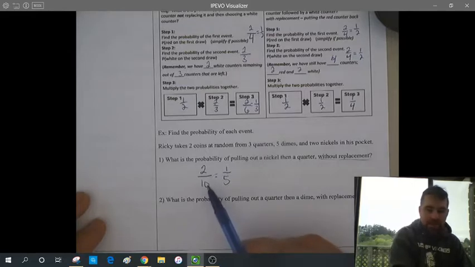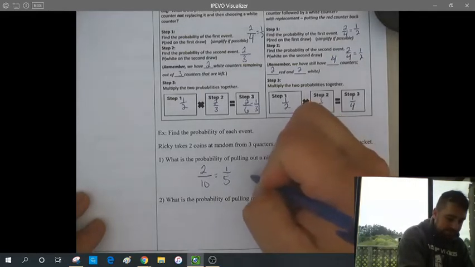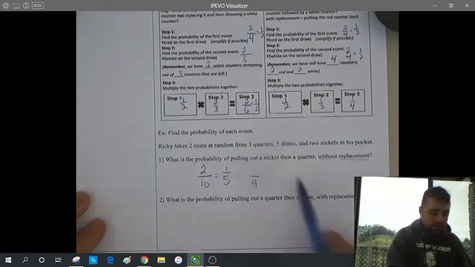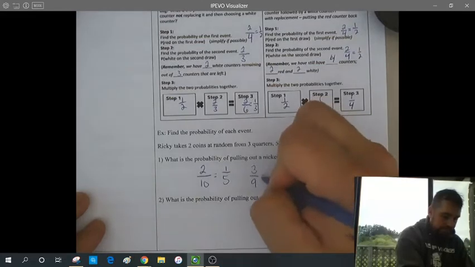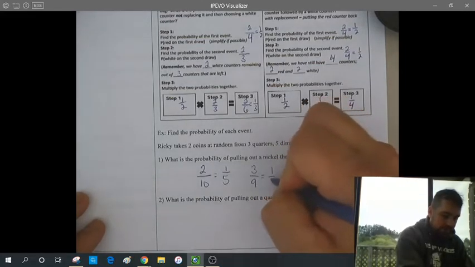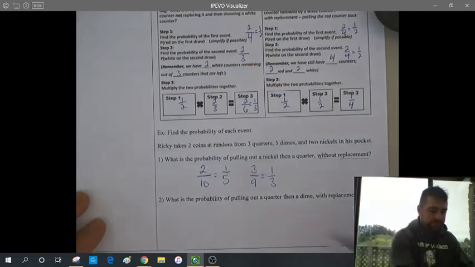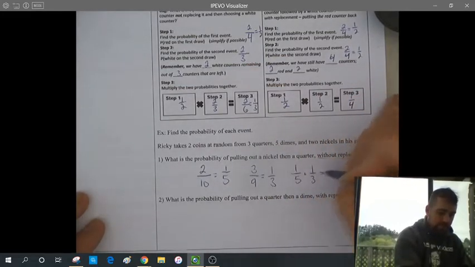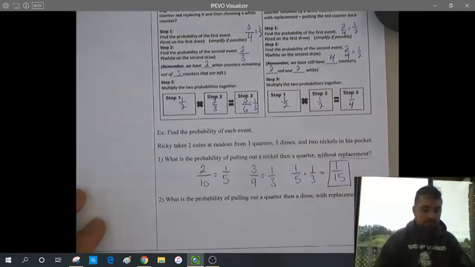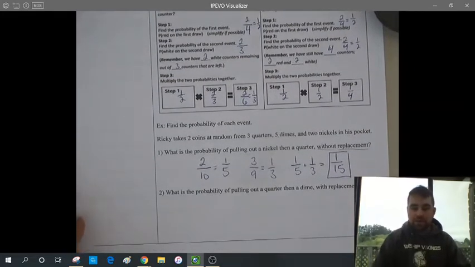Then, without replacing, instead of there being 10 coins left, there's only 9. And he's drawing a quarter. There are still 3 quarters in there. So 3 out of 9 chance, which reduces down to 1/3. And now if I multiply those together, 1/5 times 1/3, we get 1/15. So he's got a 1/15 probability of first pulling out a nickel and then a quarter without replacing.